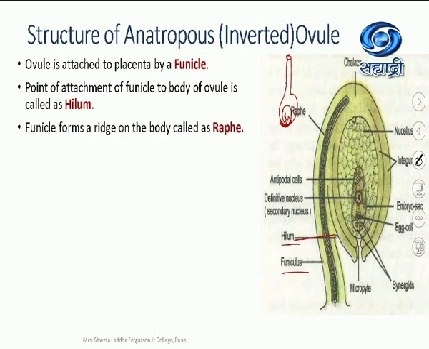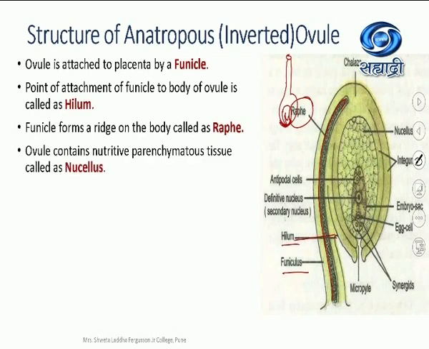This is the hilum. The funicle forms a ridge on the body which is called the raphe. Look at this raphe, this black colored strand which is present. Basically the raphe consists of the conducting strand which is going to conduct water and minerals. So the raphe arises from the placenta, goes through the funiculus, the hilum, and goes to the body of the ovule. The ovule contains nutritive parenchymatous tissue which is called the nucellus. Look at this labeling, nucellus. I am just highlighting the nucellus.